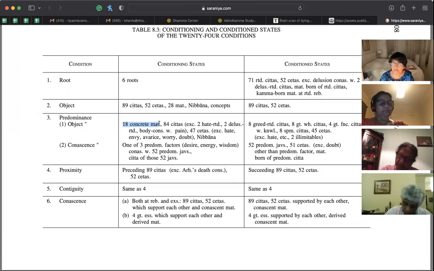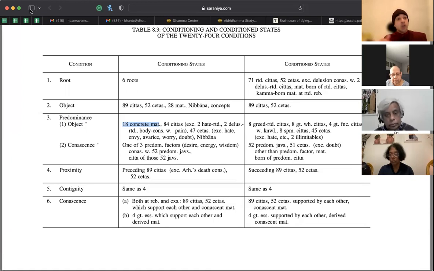Now think about it. Forget that this is difficult and all of that. Just think about this. Adipati dharma: when mind and matter arise, let's talk about the mind first, certain dhammas within the mind become predominant over the rest. Is that understood? That predominance can be exercised, or that law can execute itself, in two ways: as arammana and sahajata.